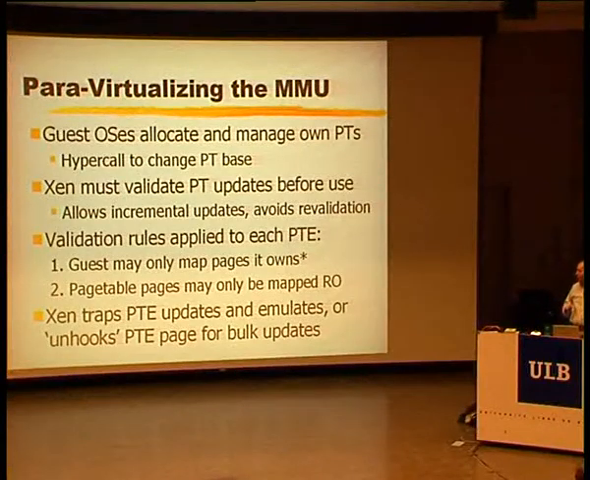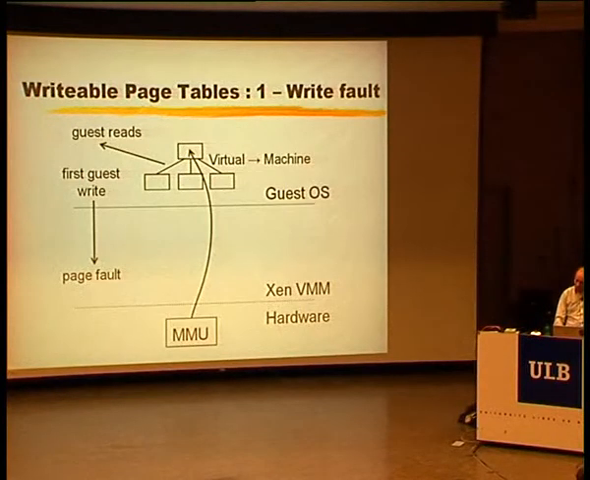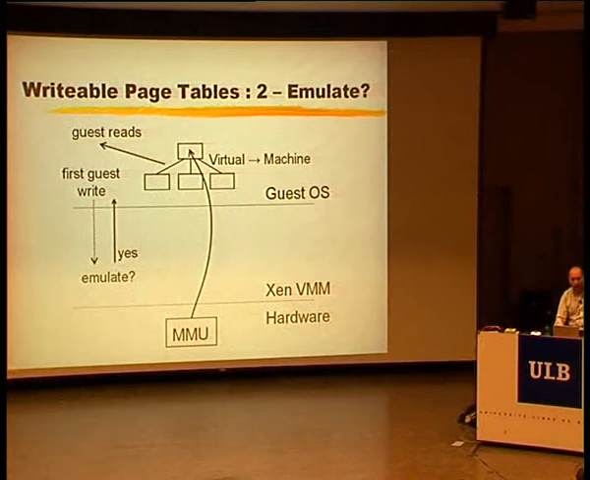And the other rule is that pages containing page tables, a guest can only create a read-only mapping to a page containing a page table. Because otherwise, if it had a writable mapping, it could go behind Xen and then break rule 1. So we just ensure that those two axioms are always enforced, and we can do that in an efficient fashion. I'm going to skip a few slides here, which go into more detail of how we actually do that.